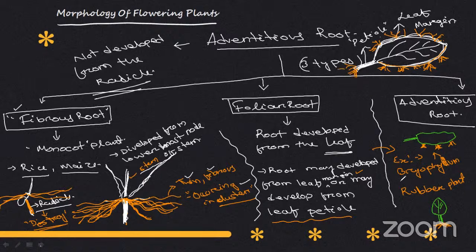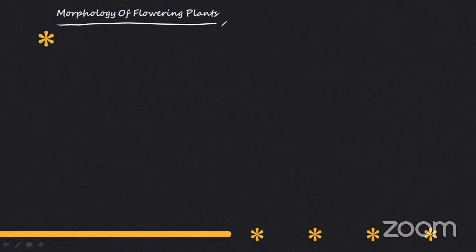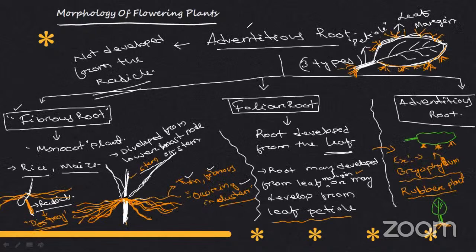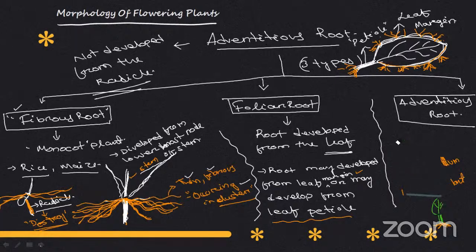Okay, one of the examples is your bryophyllum, in Odia called Patargaja. In Patargaja, it is developing from the leaf margin, and in case of the rubber plant, it is developing from the petiole of the leaf. Okay. Another one that was left here, that is your adventitious root.